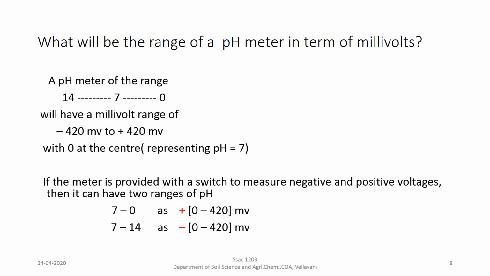And if the meter is provided with a switch to measure the negative and positive voltages, then it can have two ranges of pH: 7 to 0 measured as positive 0 to 420 millivolts, and 7 to 14 measured in the negative 0 to 420 millivolts.